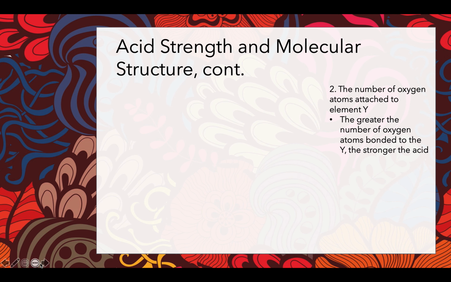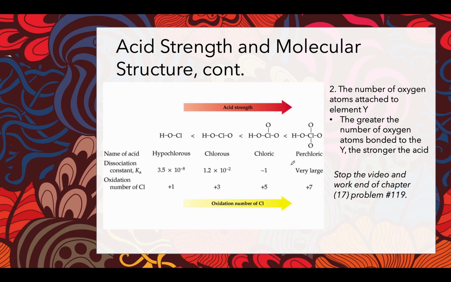And then we also have the number of oxygen atoms attached to element Y. The greater the number of oxygen atoms bonded to Y, the stronger the acid. Now, why is that? Well, let's look at that.